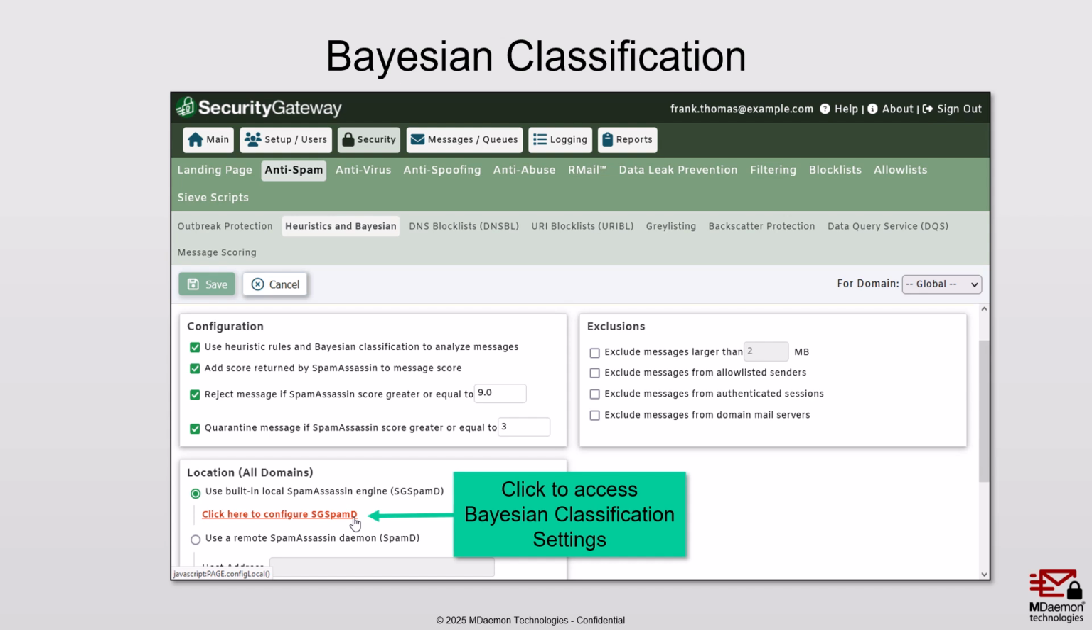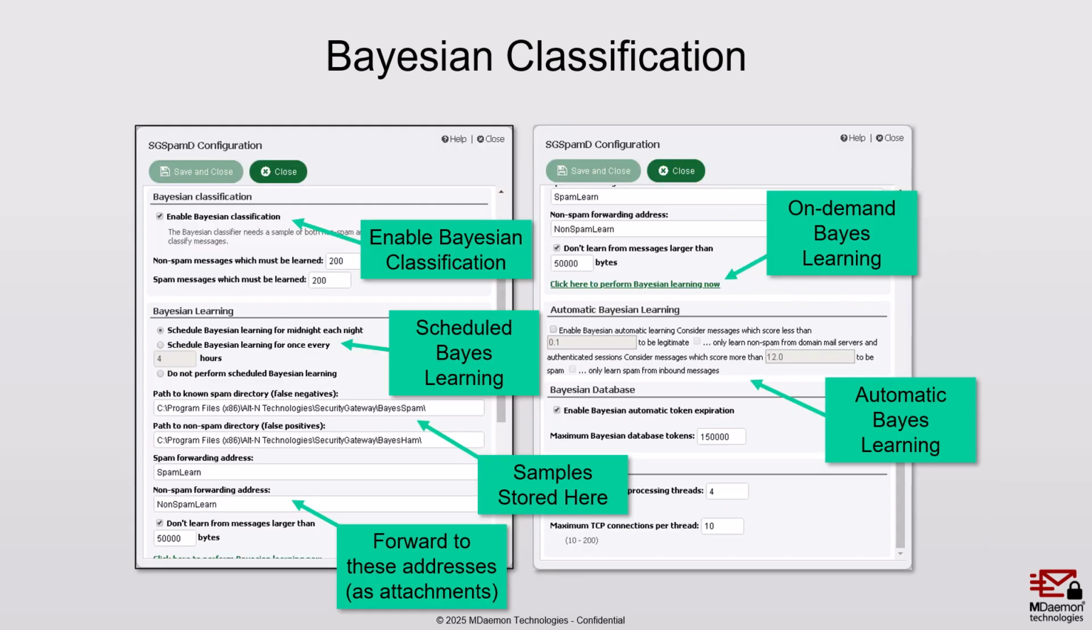There's a feature we have called Bayesian classification, which is basically artificial intelligence to train the spam filter to become more accurate over time by feeding it samples of spam and non-spam messages. To configure Bayesian classification, on the bottom where it says click here to configure SG-SPAMD, we'll click on that link, and then these are your Bayesian classification settings. So of course we'll check the box at the top left to enable the Bayesian classification feature.